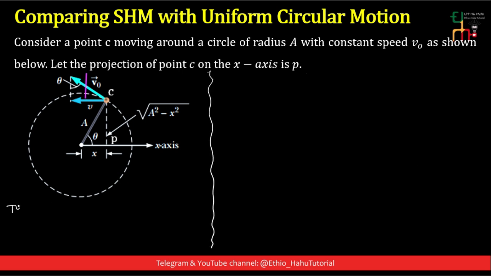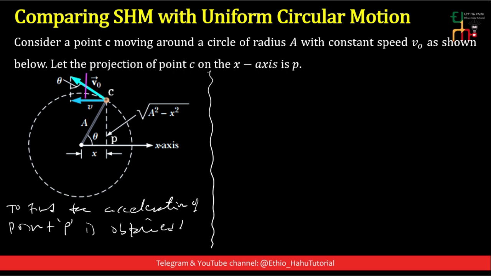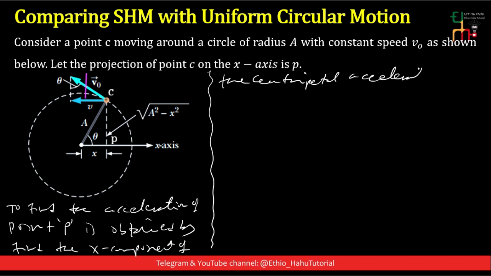To find the acceleration of point P, the acceleration of oscillation of this point P along the x-axis is obtained by finding the x component of the centripetal acceleration of point C. Even though the speed is constant, there is a continuous change in direction of the velocity, and due to this change in direction of the velocity, we have centripetal acceleration, and the direction of centripetal acceleration is towards the center of the circle.